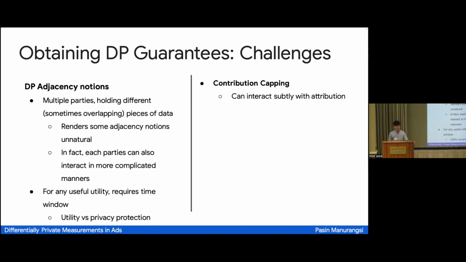And in terms of contribution capping, as I said earlier, the contribution capping can interact with the attribution logic in a pretty complicated manner. And we have to be careful as well on how to apply this and how to claim formal DP guarantees.